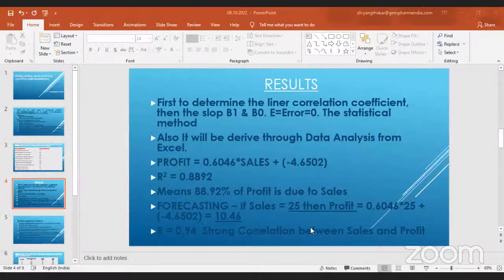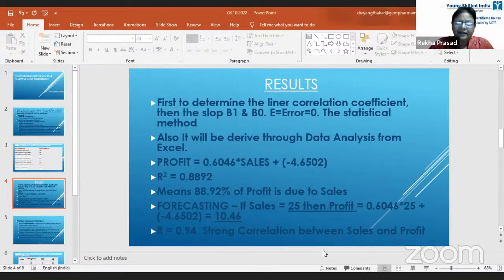So for this example, if we sell 25 lakhs, then the profit derived from the regression formula is about 10.46 lakhs.